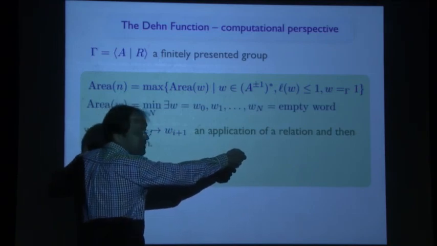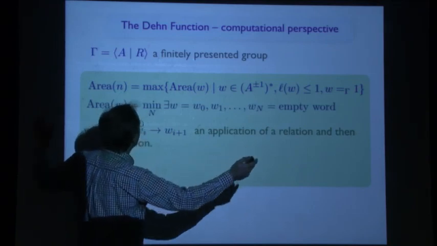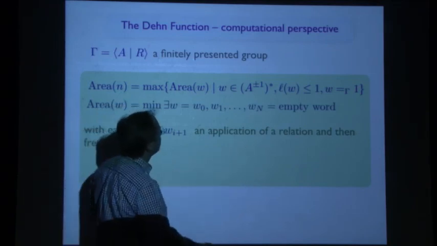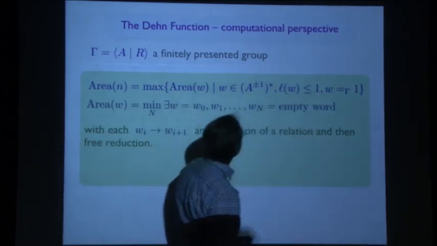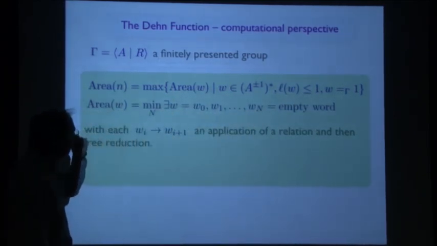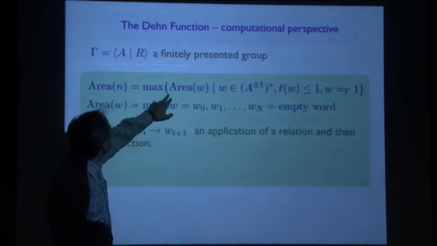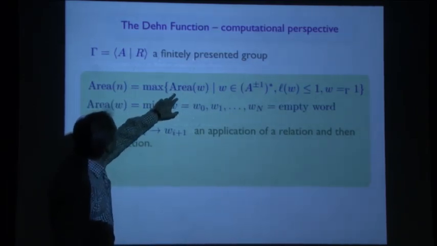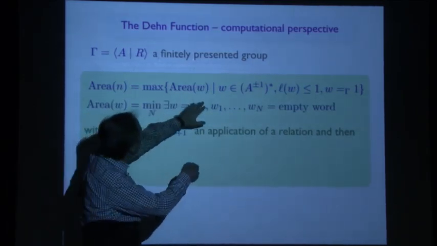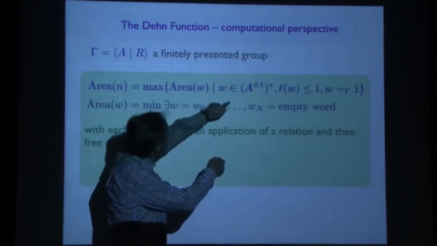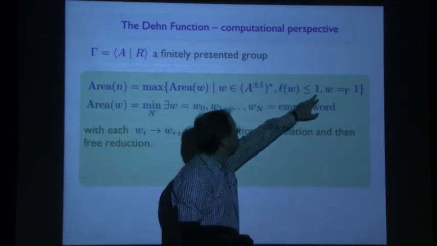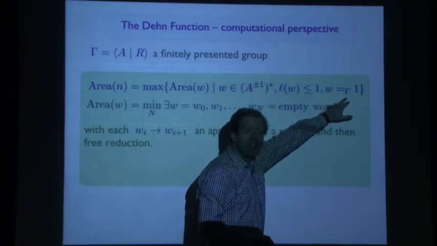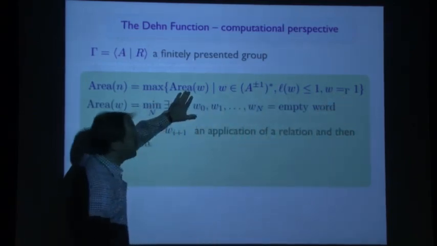One here is the identity. Sorry. Yes. Thank you. So you look at all words on the generators and their inverses that have length at most n and represent the identity, and we look at their areas.